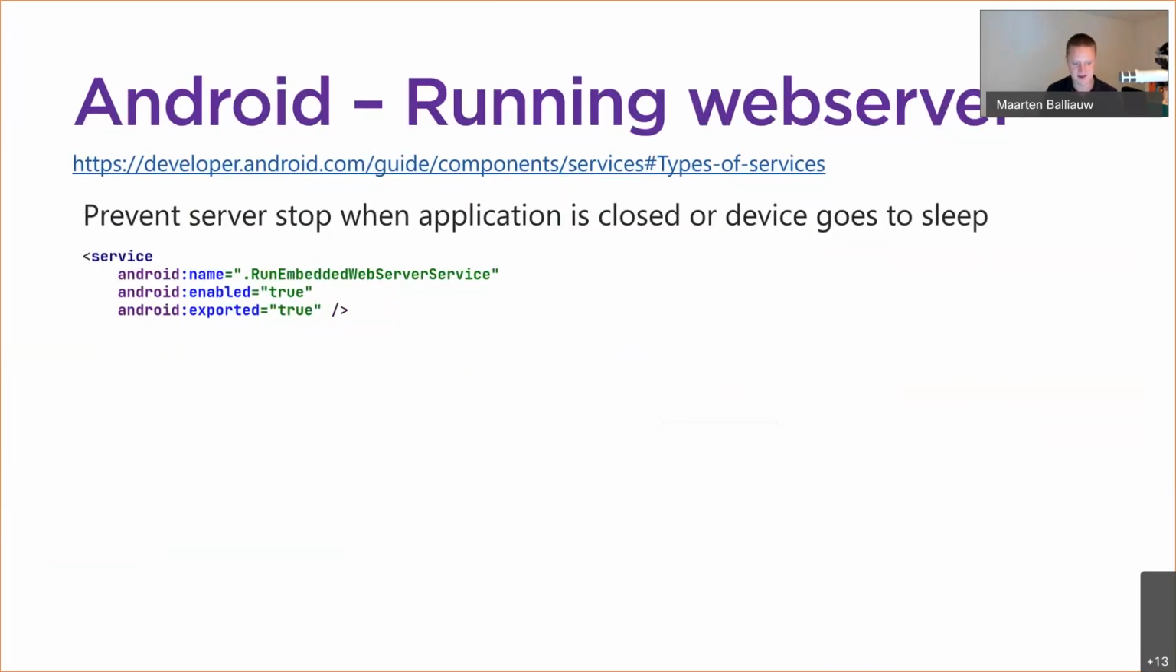And I must say, Android has really good documentation on how you can do some things. And in there, I found that I could run a foreground service, which is essentially a part of my application that could keep running until the user, which would be me in the end, closes that service. So what you will have to do is in that Android manifest, add this thing and say, I have a service which is called Run Embedded Web Server service.